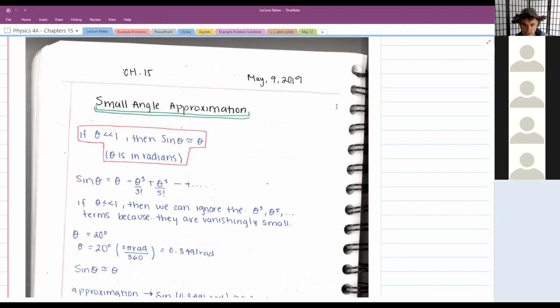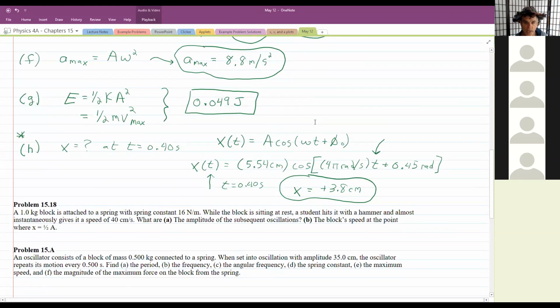Part H. So again, if you wanted to know position or velocity or acceleration at a given time, you have equations for x, for v, and for a. Once you know the amplitude, the angular frequency, and the phase angle, you can literally just plug and chug, put a time in, and get the position at that time, the velocity at that time, and the acceleration at that time.